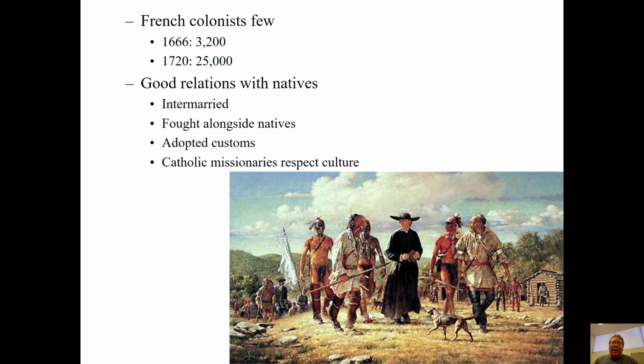So how do you keep control of this? How do you protect this empire when you have so few troops? What keeps the Spanish, what keeps the English or the Dutch from coming in and taking all of this from the French? Well, it's their relations with the natives. And this is going to have an important impact on how things play out for the creation of the United States. A lot of these French colonists that come over, like the Spanish, are mostly men.